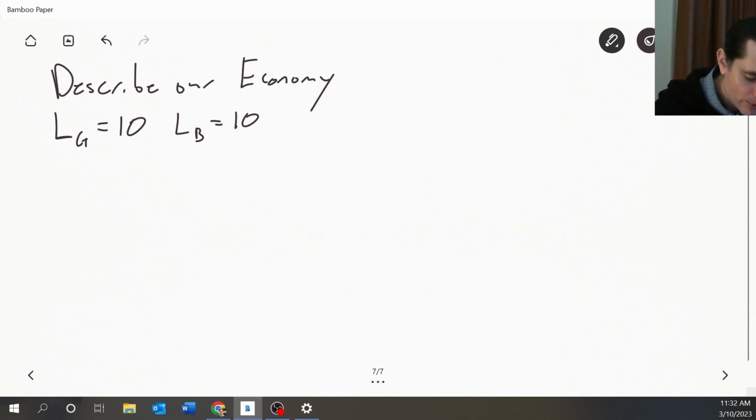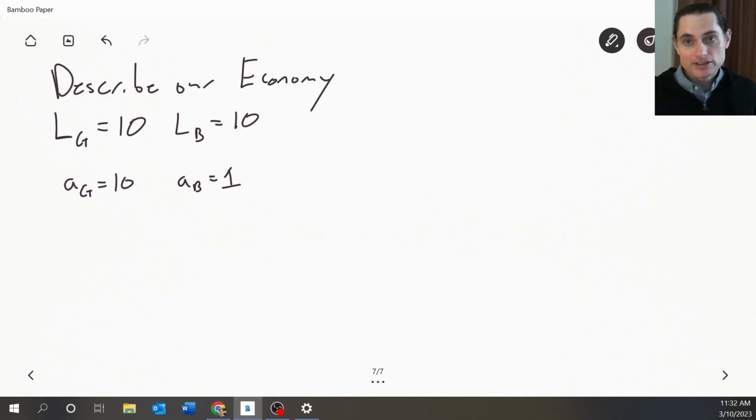Now, let's suppose that it takes 10 hours to make one gun, and it takes 1 hour to make 1 unit of butter, whatever that is. So here are our unit labor requirements. You can already see that this economy is going to produce 1 gun and 10 units of butter. Let's assume that preferences are Cobb-Douglas with equal weights, so that people are going to spend exactly half of their income on each good.